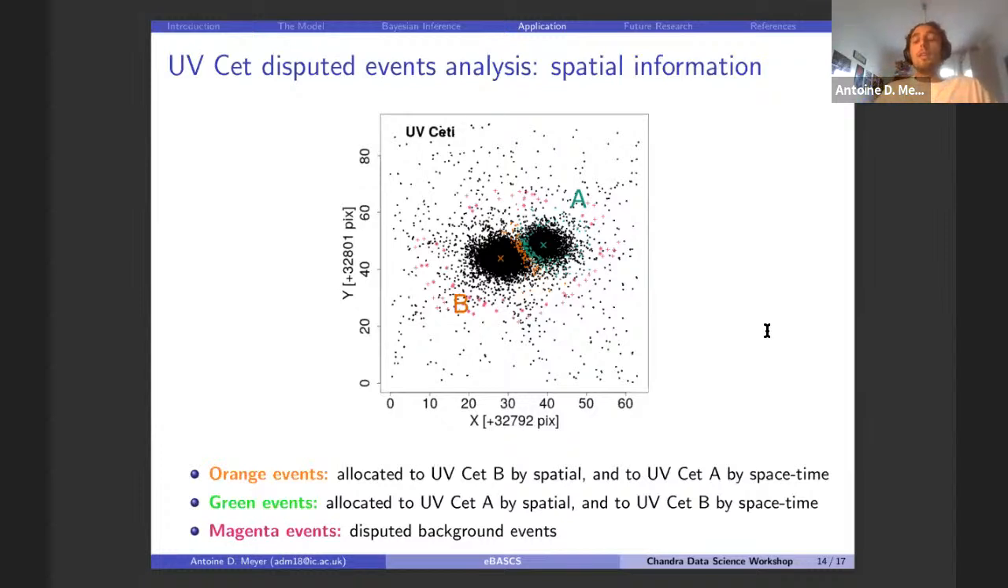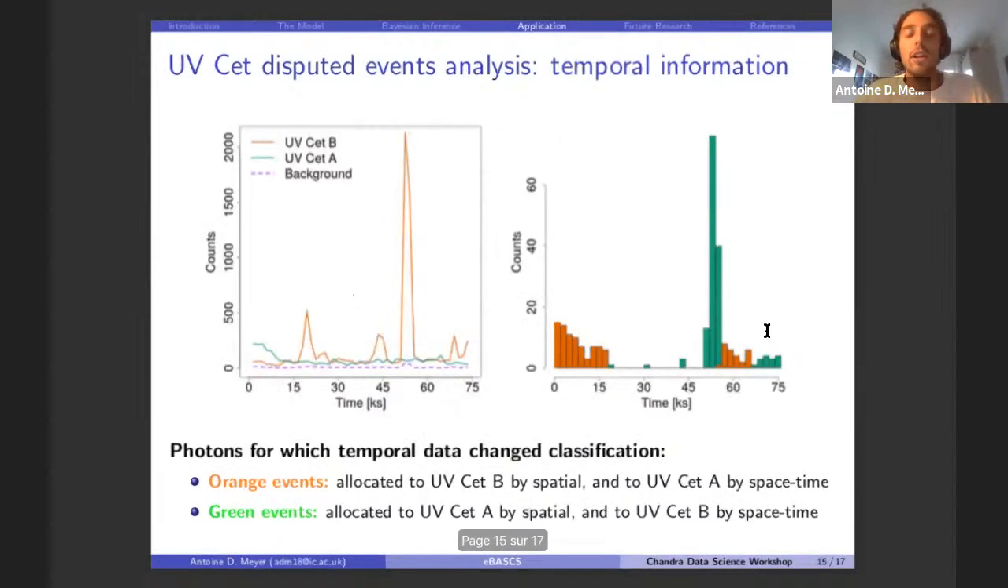And when you look at the grid events especially, which are the events that were allocated to UV-Set A on the right by the spatial only model, and that were moved to UV-Set B by the spacetime model, well, they have to be allocated to UV-Set B based on temporal information because they're circling the core of UV-Set A. And this is what you can see here in these plots on the right.